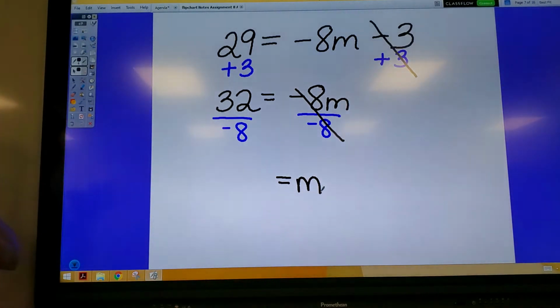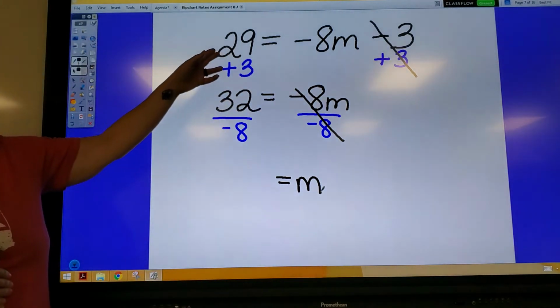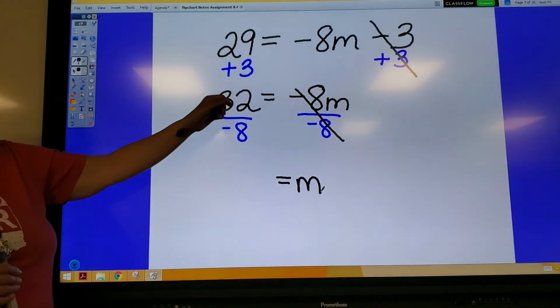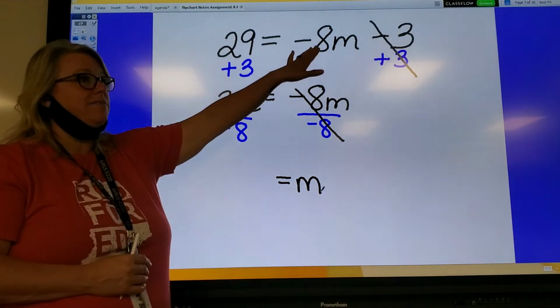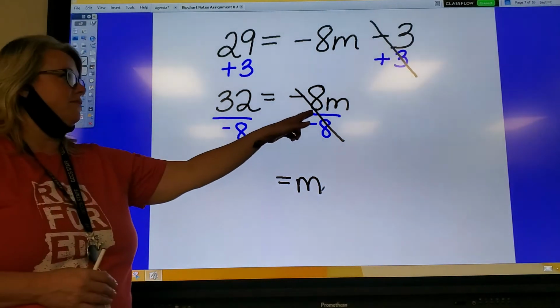Alright, so your first step should have been add 3. Look to see if you did your first step correctly. Did you add 3? 29 plus 3 is 32. You should have brought down the negative 8m. And then to get rid of your negative 8, you have to divide by negative 8.